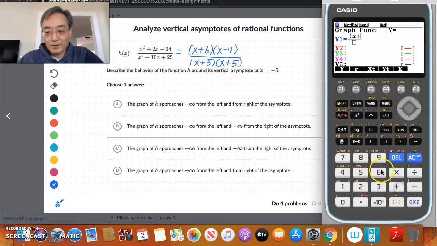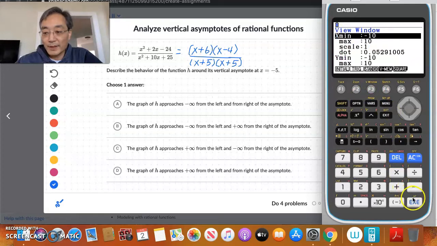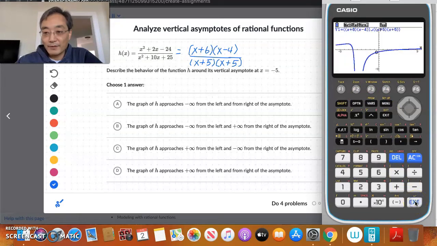So x plus 6, and then x minus 4. Again, you need a pair of parentheses outside this whole thing if you need to write it all on one line. Over x plus 5 times x plus 5. Okay, so my function is in. Just going to make sure I'm on standard window settings. Shift V window, standard. Okay, and then let's graph it.